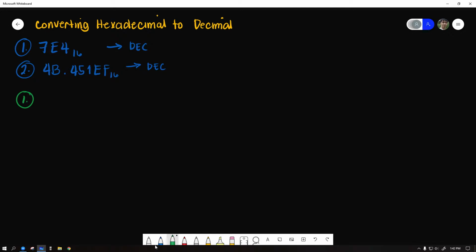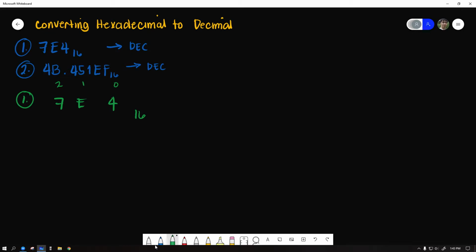The easiest process to convert any numbers in the number system would be the use of positional notation. So you really need to master how to express different number systems in positional notation. This one, 7e4, we know that this one has a base 16, and this digit has a power of 0, a power of 1, and a power of 2.